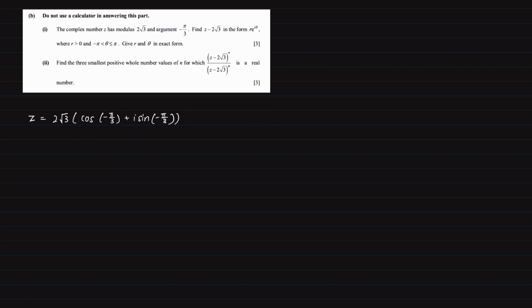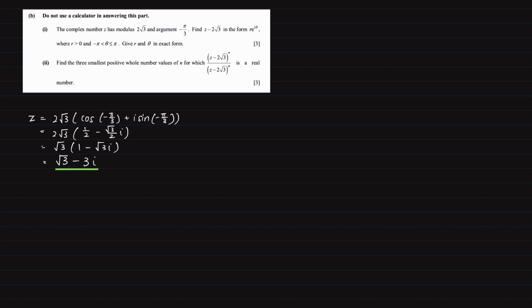Alright, so simplifying this, we will have 2 square root 3, open the bracket, cosine minus pi over 3 gives us a value of half, minus square root 3 over 2 i. We will then have square root 3, open the bracket, 1 minus square root 3 i. And this will be equal to square root 3 minus 3i.